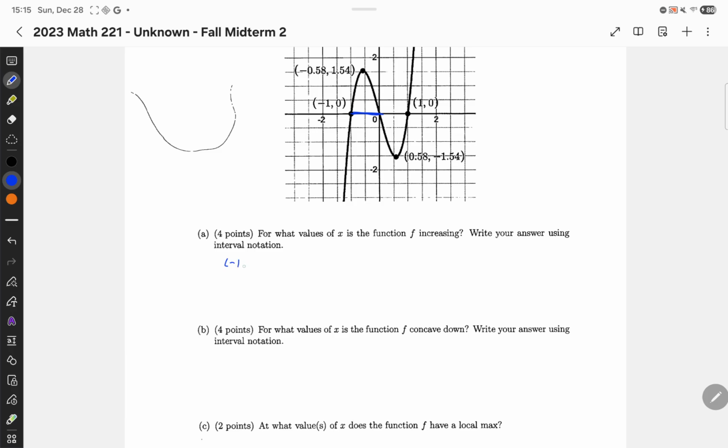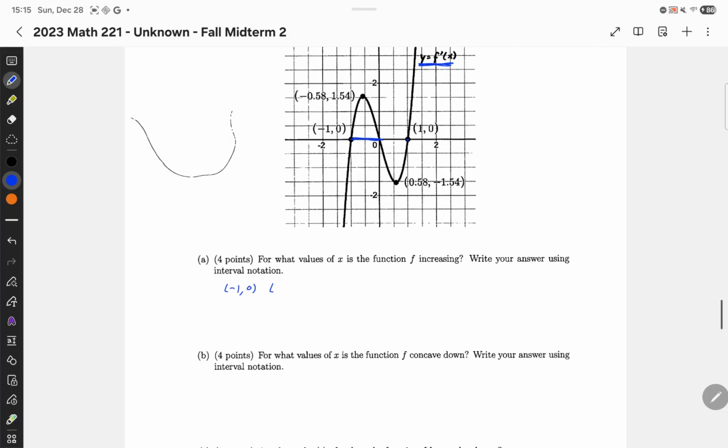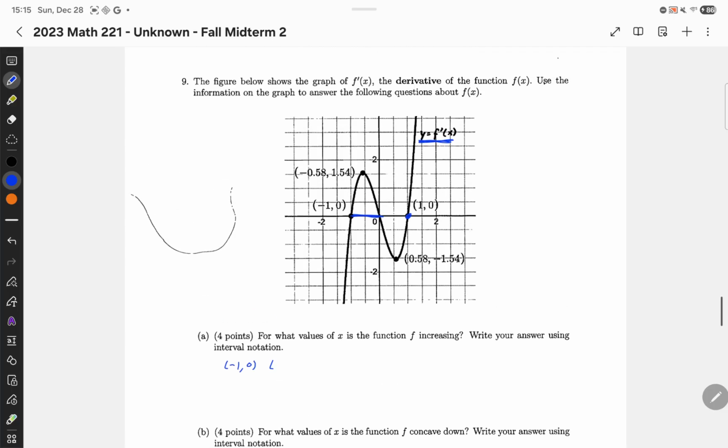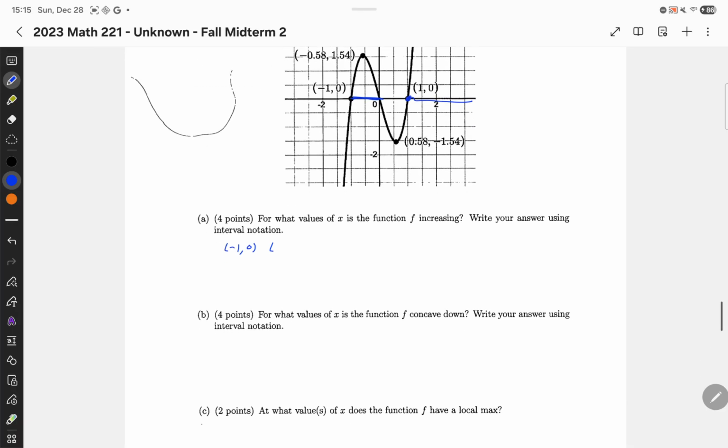So -1 to 0. And then we're also going to have from 1, which is right here, and all the way off until infinity, or as far as this graph shows, it's going to go until infinity. So we'll have 1 to infinity. And then we're writing this using interval notation, so I'll go ahead and write a set union right here.